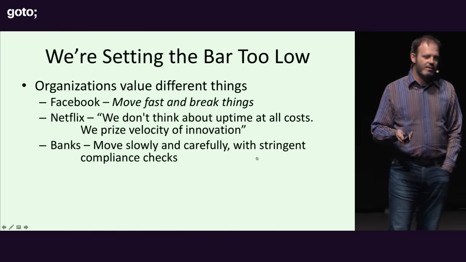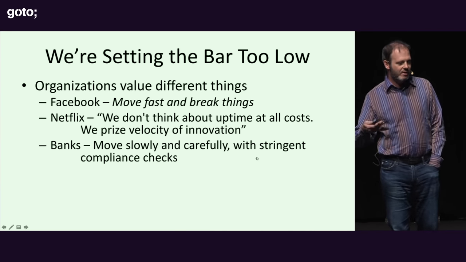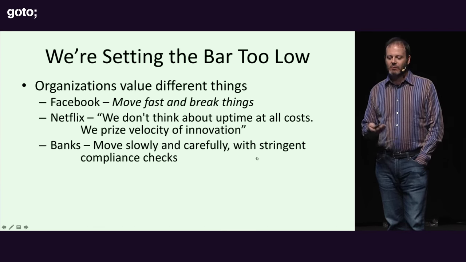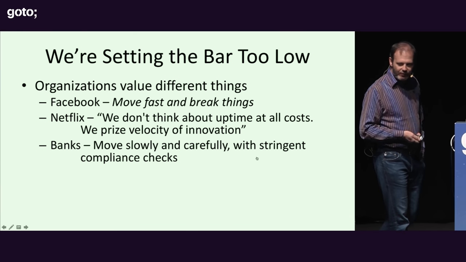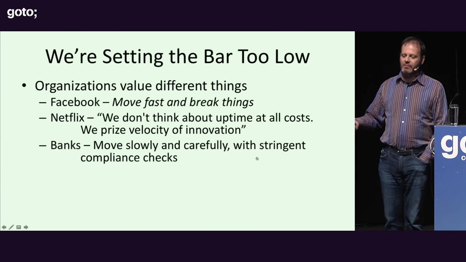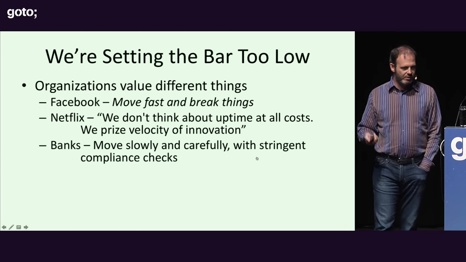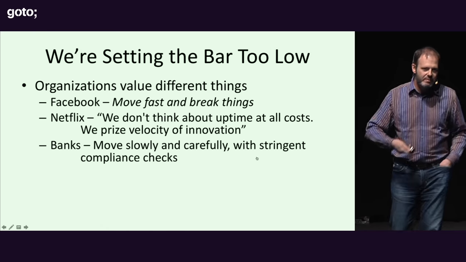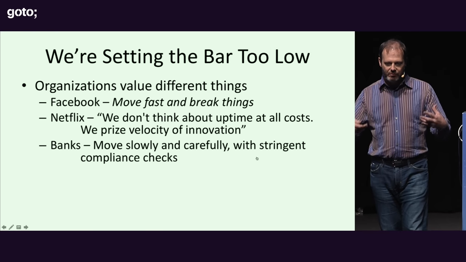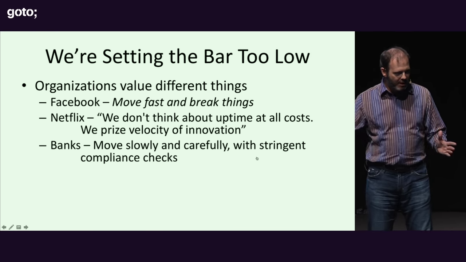I don't think they intended one of the things they broke to be the United States, but we are where we are. Netflix, slight variant on this. We don't think about uptime at all costs. We prize velocity of innovation. So in other words, they don't want to be bogged down in too much governance and compliance. They just want to be able to move quickly.